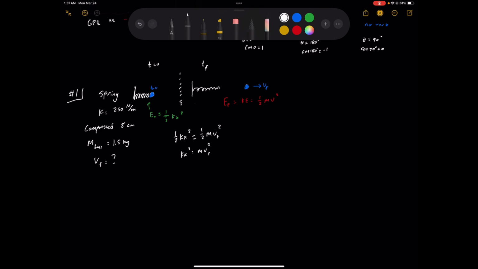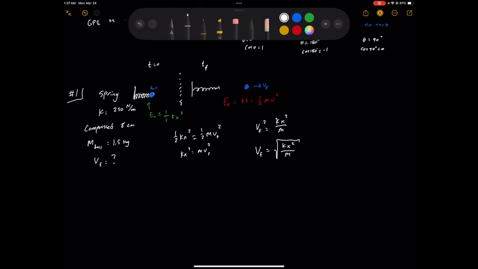And so I'm going to divide both sides by m. So I have vf squared is equal to kx squared divided by m. And then I'm going to take the square root of both sides, right? So if I take the square root of both sides, I get vf is equal to the square root of kx squared divided by m.